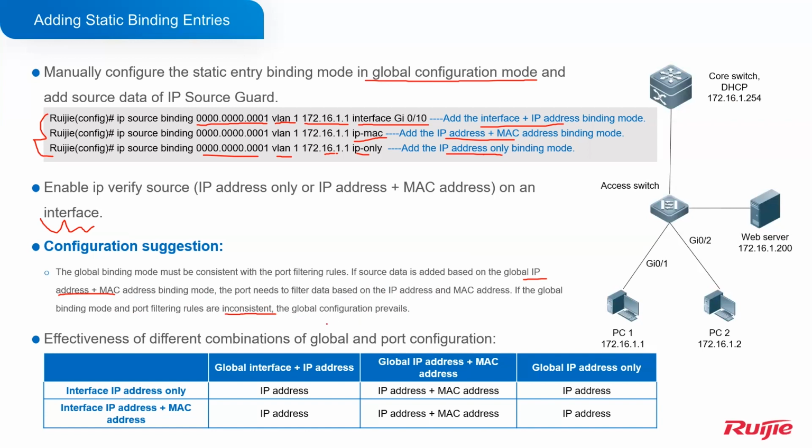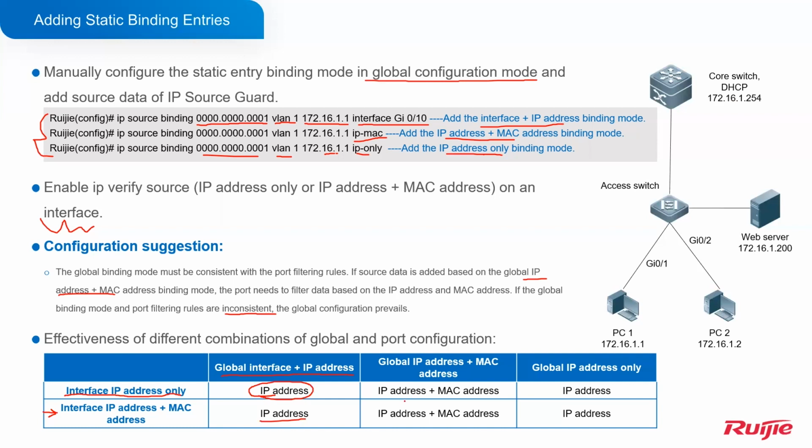For example, here is a list. From the list, I think you can understand it. For example, you can see global interface and IP, while on the interface, what you configure is interface IP address only. So the final result will be IP address only. And if global is interface and IP, while on the interface is interface IP and MAC, it will also be IP address only.